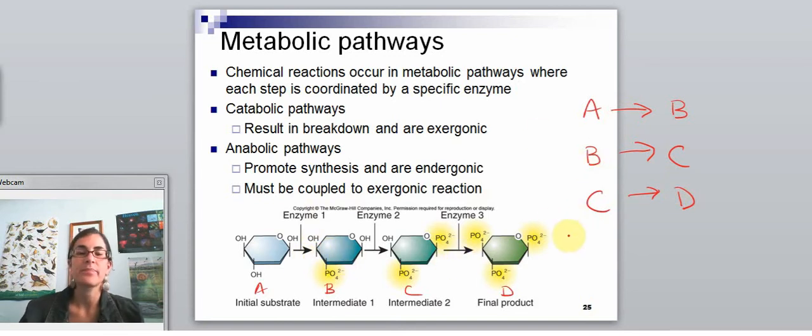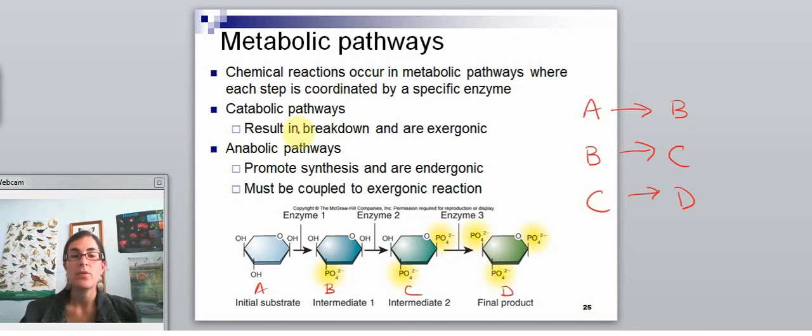And so, again, in the cell, this is how all of the chemical reactions happen, in long sequences like this. And so in the next chapter, for example, we'll begin to look at glycolysis, which is 10 chemical reactions that happen in order like this.